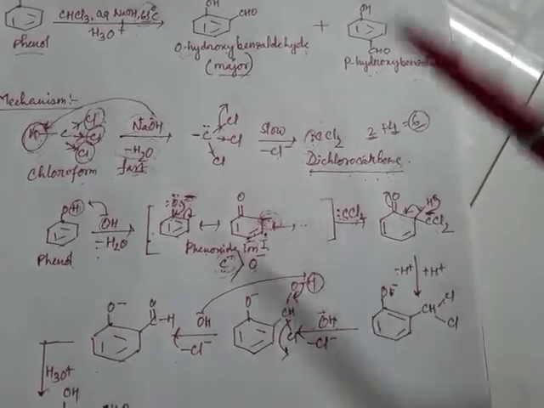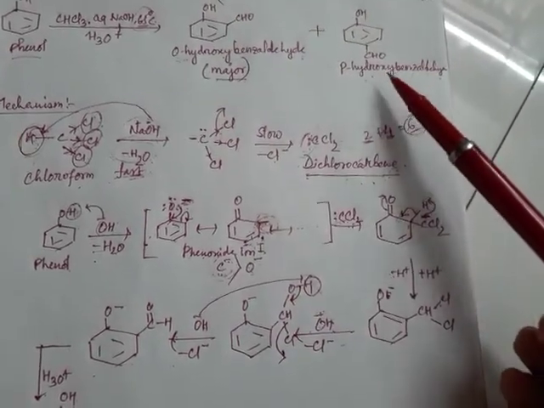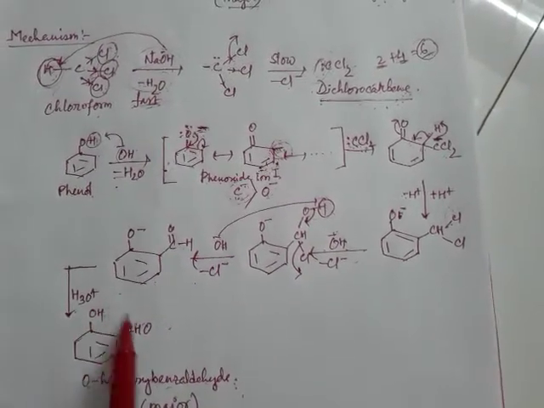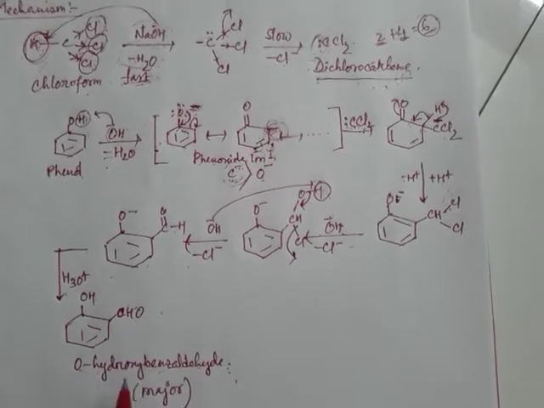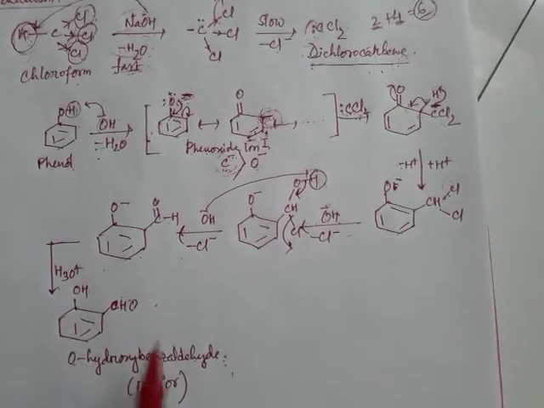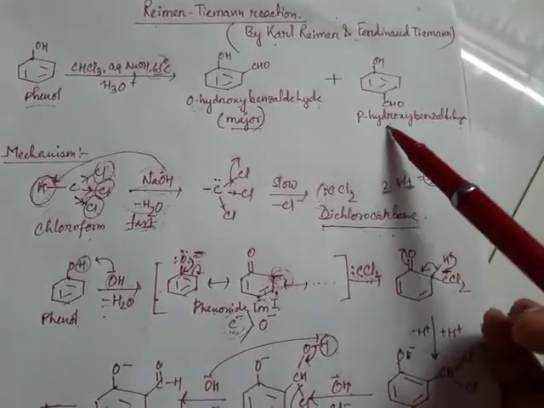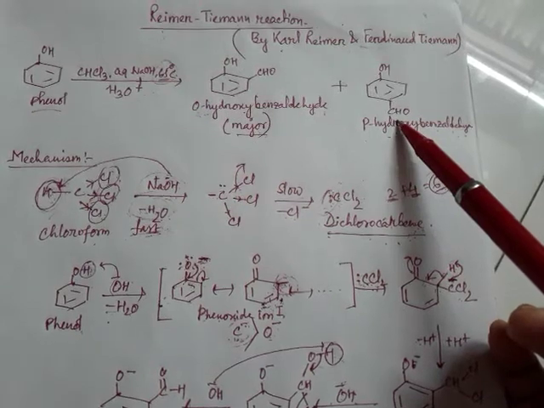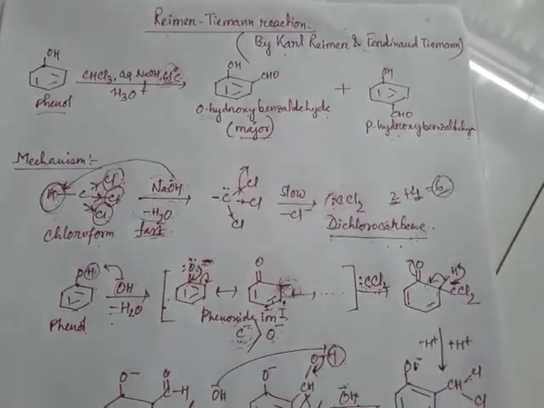So the question is, why is this major and why is this minor? As you can see, OH and CHO are near to each other here, so there is a possibility of intramolecular hydrogen bonding formation. So this one is major, but here OH and CHO are far apart from each other, so there is no possibility of intramolecular hydrogen bonding, so this one is the minor product.